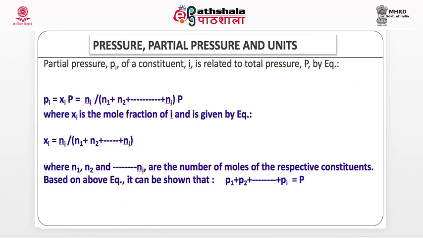Now the partial pressure. This partial pressure is used in Henry's law and elsewhere. Partial pressure Pi of a constituent is related to the total pressure by this equation. Partial pressure equals the mole fraction of that constituent i times the total pressure. And how is the mole fraction calculated? The number of moles of the substance divided by the number of moles of all the other substances, N1, N2, etc. And total pressure equals the sum of the partial pressures of the individual constituents.